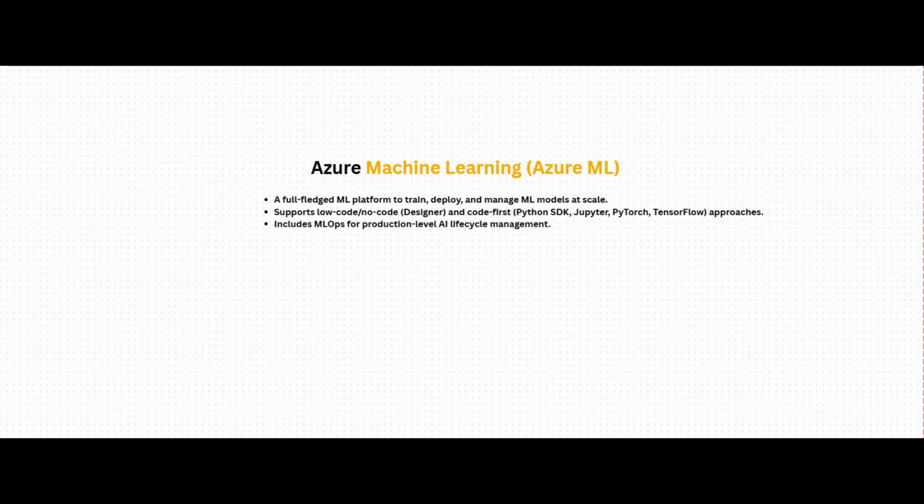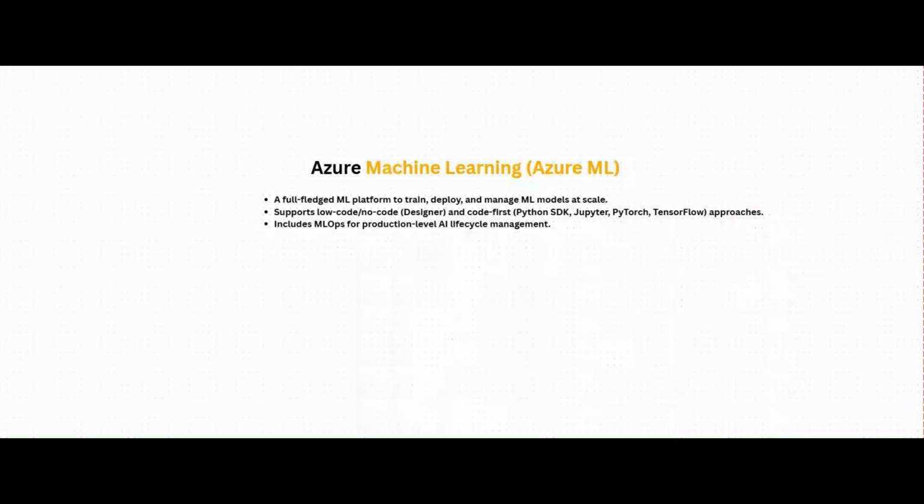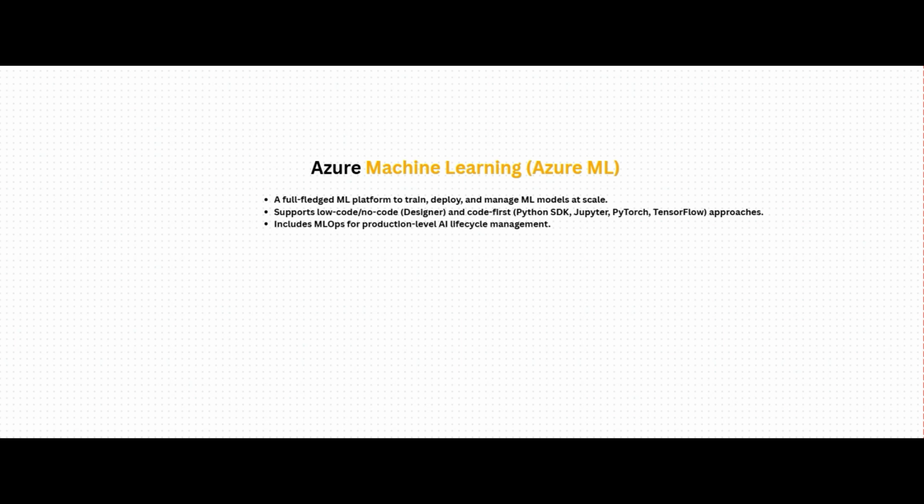And number three, Azure Machine Learning or Azure ML. This is a full-fledged machine learning platform for building, training, and deploying custom machine learning models at scale. It supports low-code, no-code tools like the drag and drop designer, a code-first experience using popular frameworks, and machine learning operations for production-level lifecycle management of models. Azure Machine Learning is for teams who want to go beyond pre-built APIs and create their own custom AI solutions.